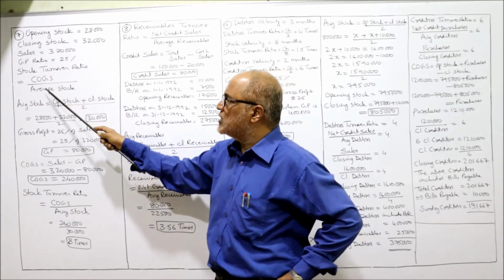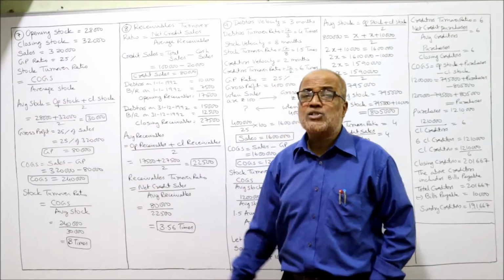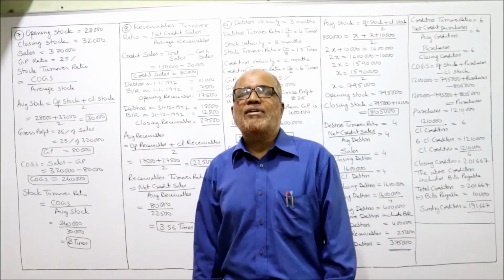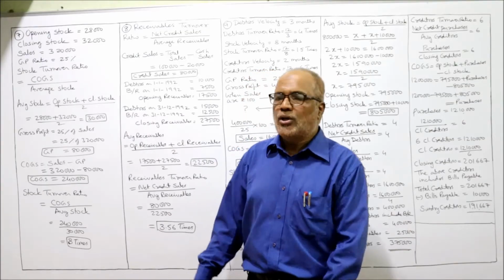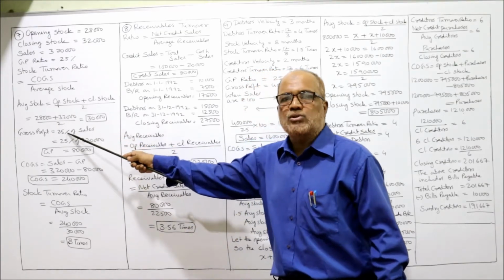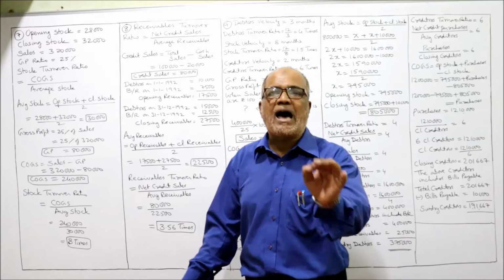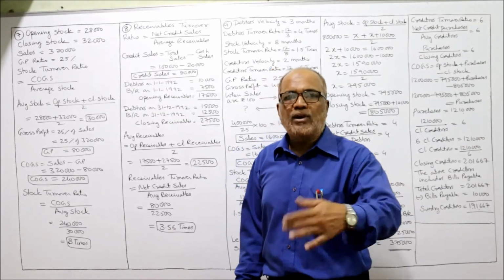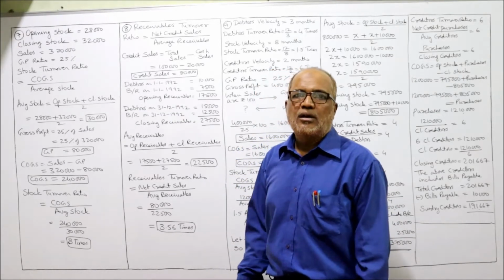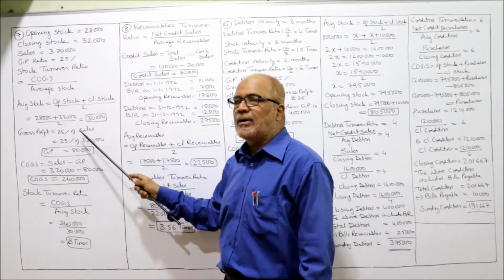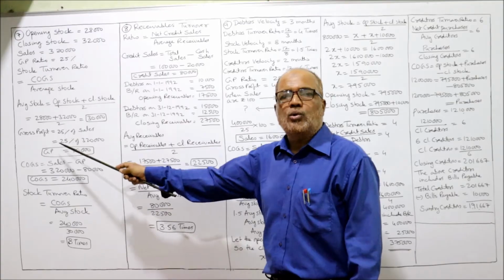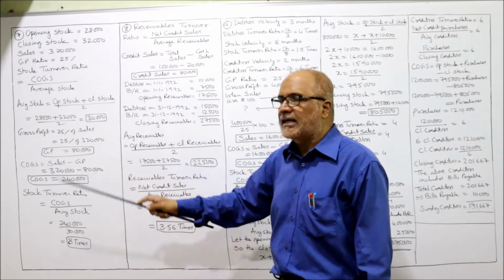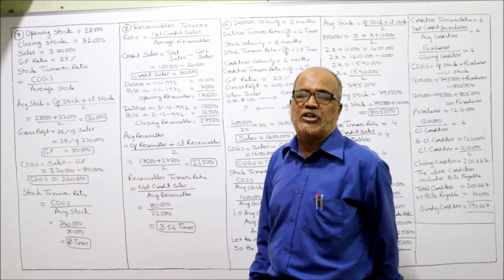The formula is COGS by average stock. First of all, we can easily find out the average stock: opening stock plus closing stock divided by 2. So 28,000 plus 32,000 divided by 2, 30,000 is the average stock. Now we have to calculate the COGS. Gross profit rate is 25% on sales. Sales are given 3,20,000. So 25% of 3,20,000, you get 80,000 gross profit.